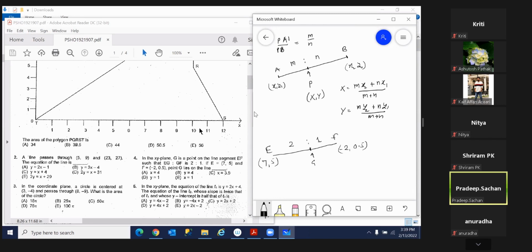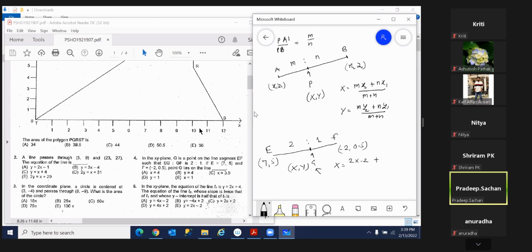So x will become (m x2 + n x1) divided by (m + n), which is 2 into minus 2 plus 1 into 5, divided by 2 plus 1. And the y coordinate will become 2 into my2 plus ny1. Sorry, that will be 7. So this will be 7 and 5, divided by 2 plus 1. So this will become 1 plus 5 plus 1, 6 divided by 3, which means the y coordinate will become 2, and x will become 7 minus 4, which is 3 over 3, so the x coordinate will become 1. This means your point G is 1 comma 2 eventually.